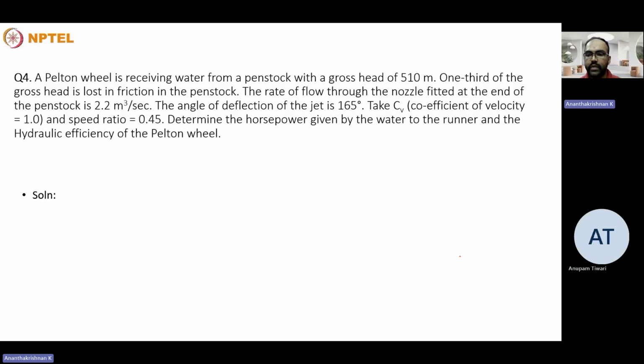I hope you had the opportunity to look into the problem. I'll try to solve it right now. The question is regarding a Pelton wheel. So Pelton wheel is an impulse turbine, where the impact of the fluid coming from the nozzle is what drives the turbine.